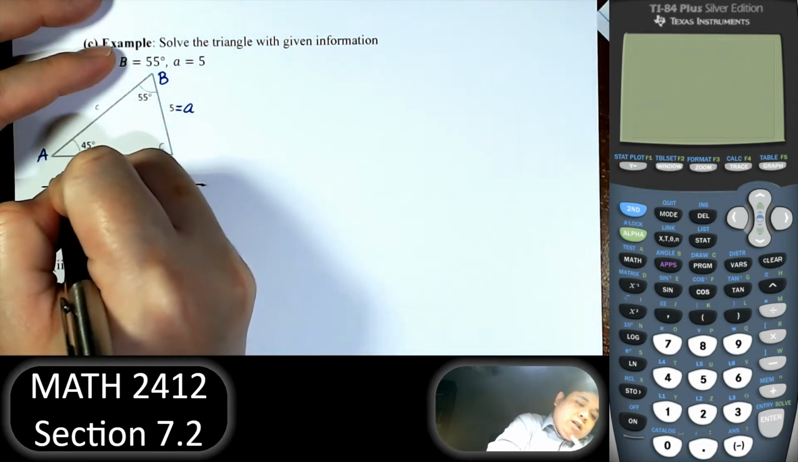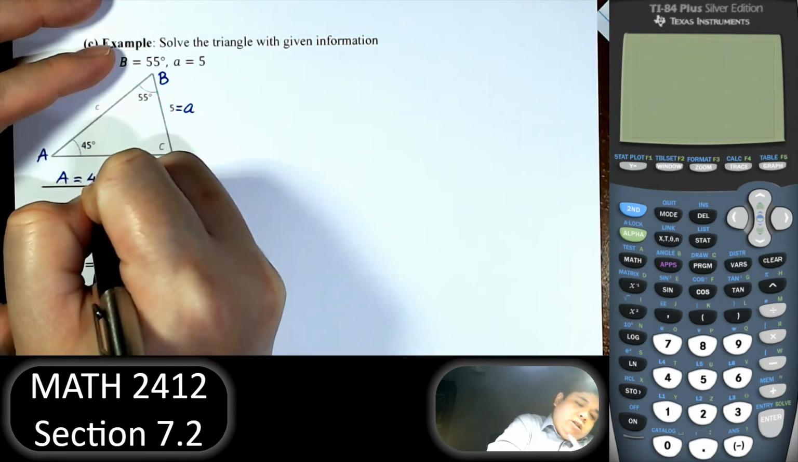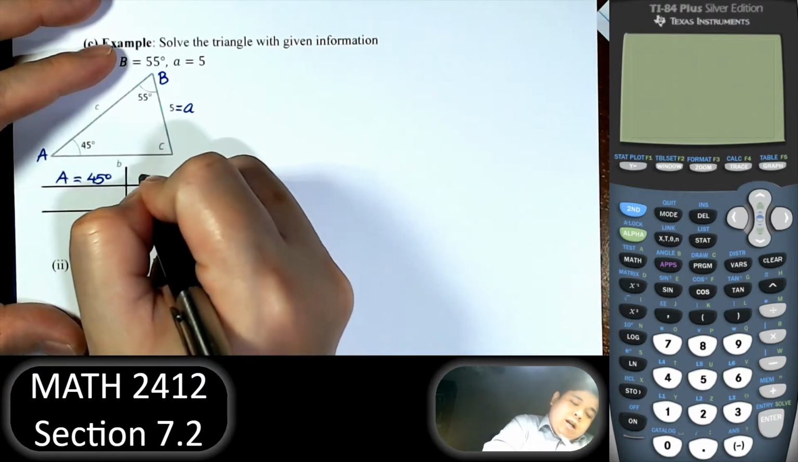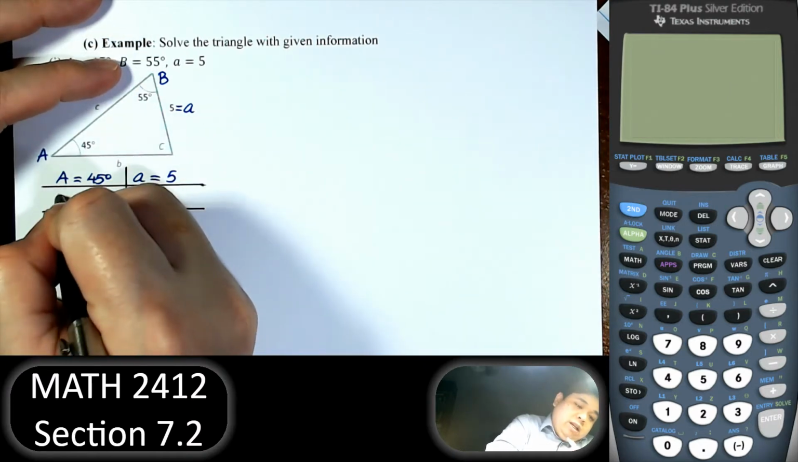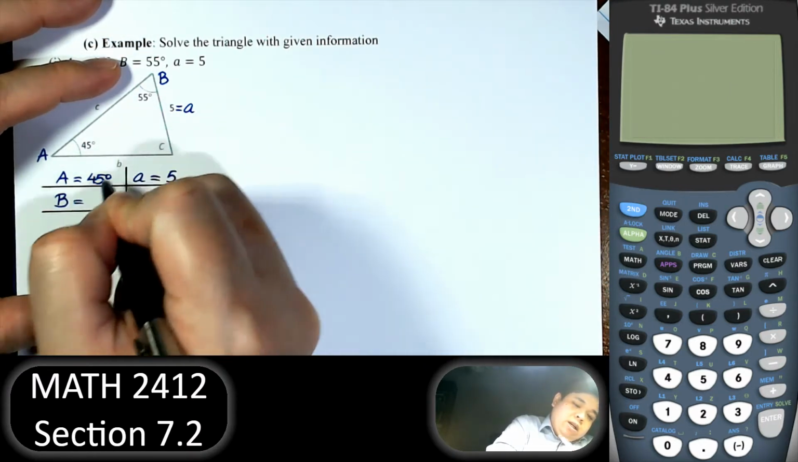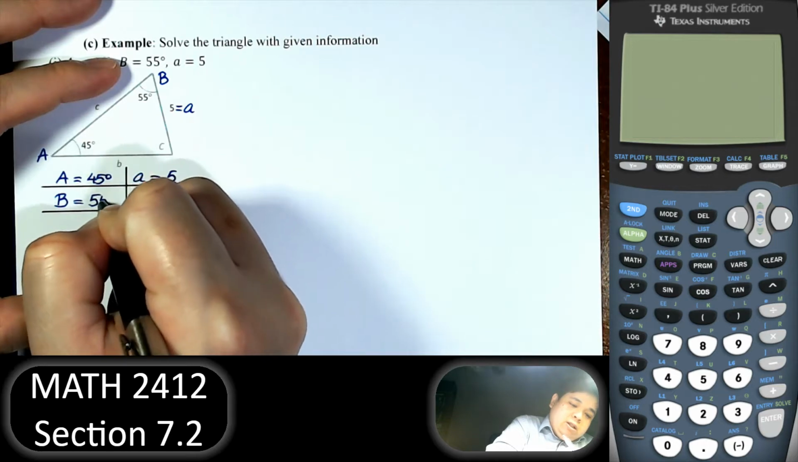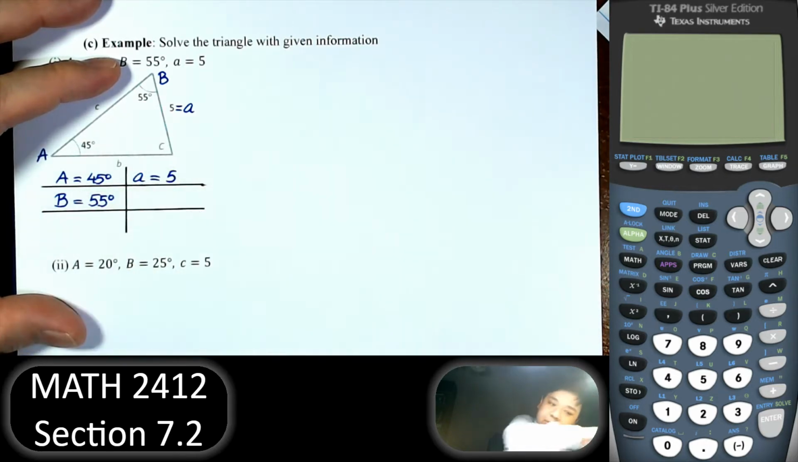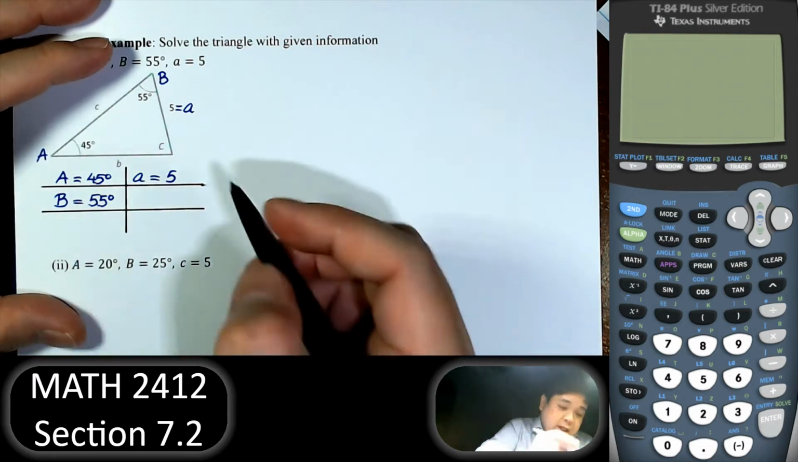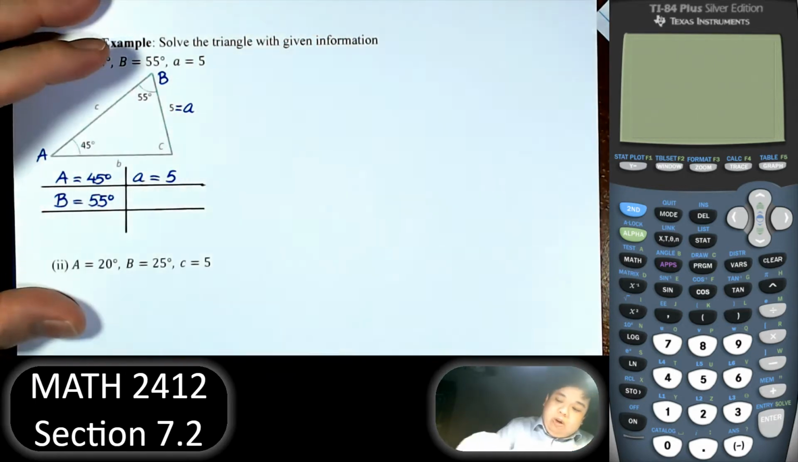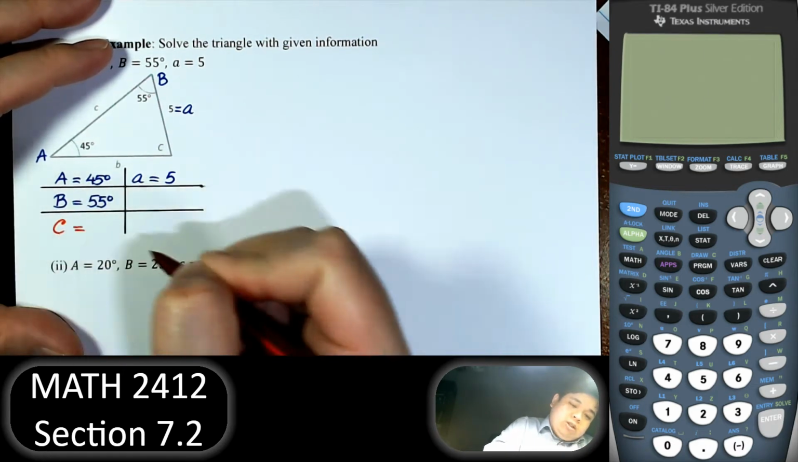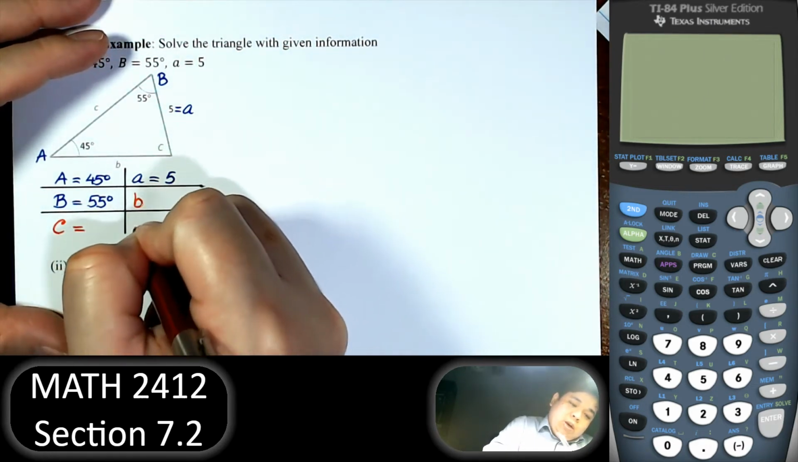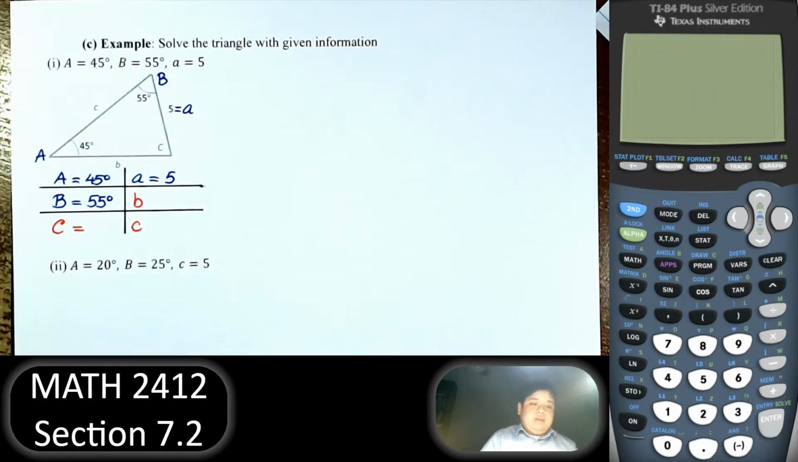So angle A is 45 degrees. Side a is 5. Angle B is 55 degrees. And we do not know C, so we do not know angle C, we do not know side b, and we do not know side c. So now we just find the missing information.